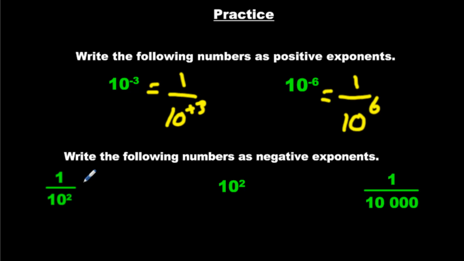Now we got to turn these into negative exponents. We'll just take this denominator, bump him to the numerator, and he becomes 10 to the negative 2. Brilliant.